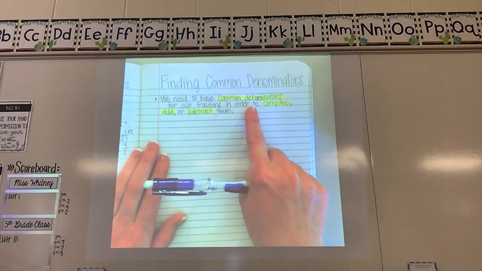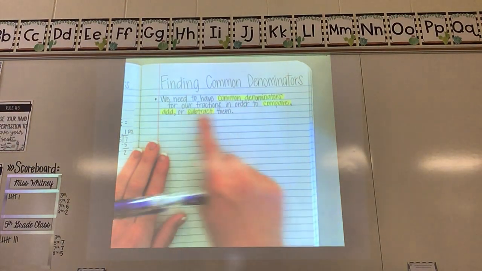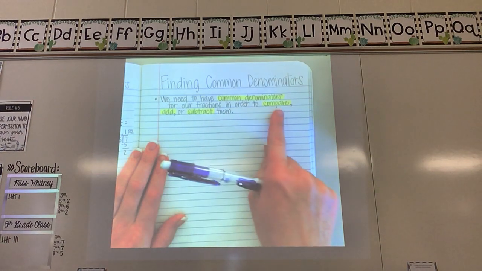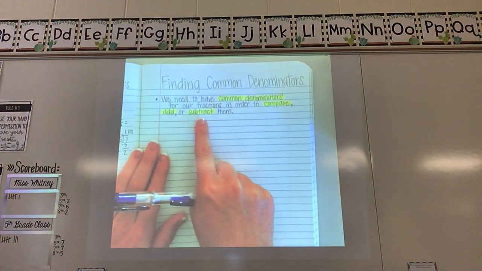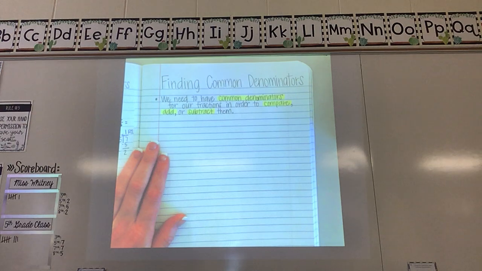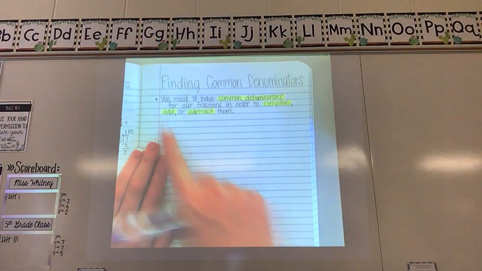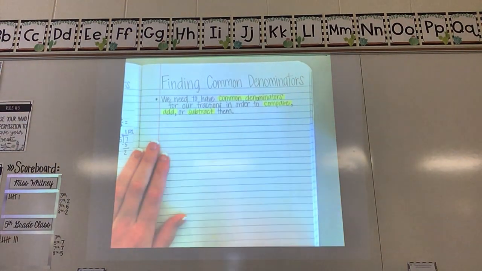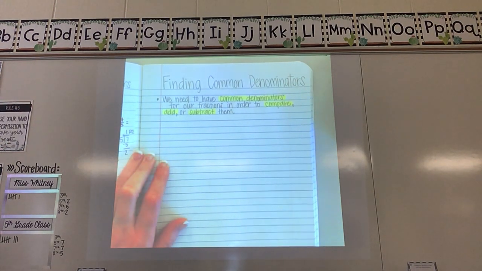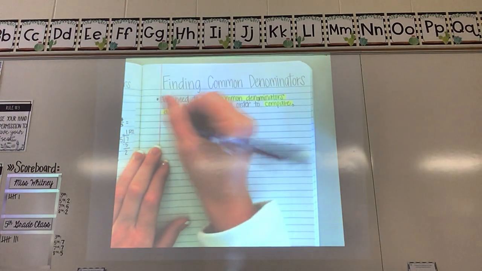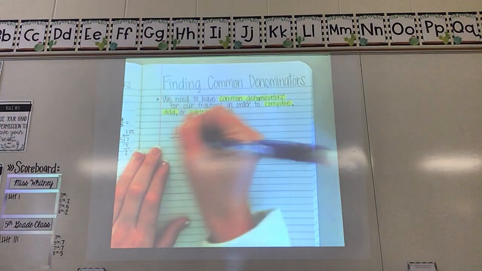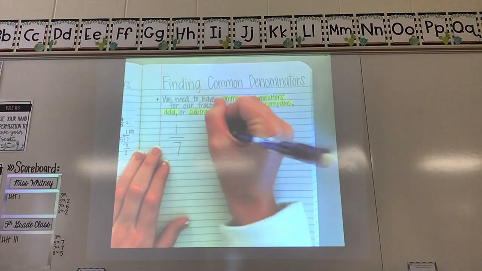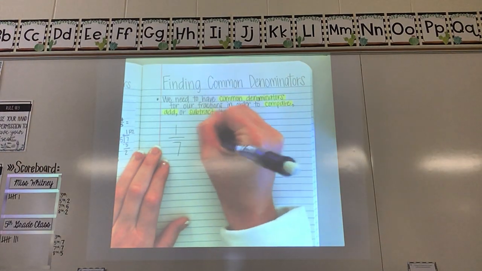We need to have common denominators for our fractions in order to compare, add, or subtract them. So anytime we have fractions and we're wanting to compare them or add them or subtract them, they have to have a common denominator, which means their bottom numbers have to be the same. Okay, so I'm going to write down two fractions. 1/7 and 3/5.